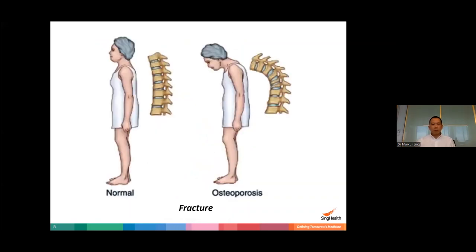Another indication would be that of instability. Examples of instability would be fracture or dislocation. Many of our patients who see us in the outpatient clinic are elderly patients. As they get older, they develop osteoporosis, and if they are not careful, they slip and fall and injure their buttocks or their back, and may unfortunately have fractures. So fracture is another common indication for spinal surgery.